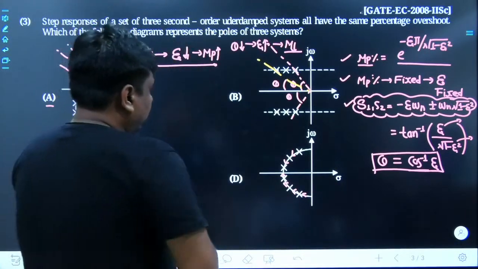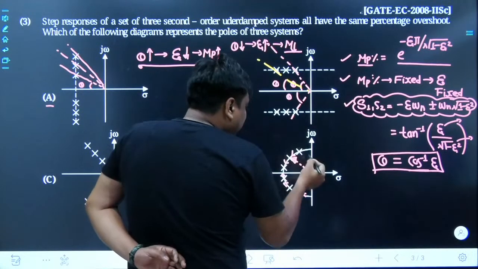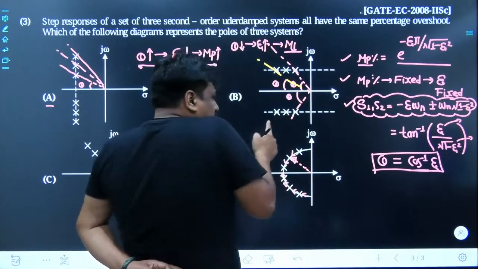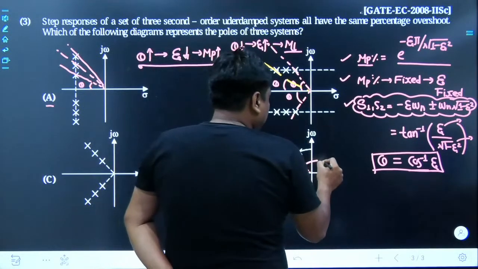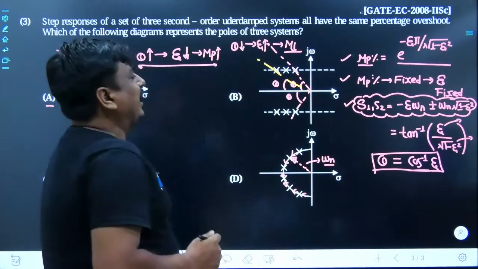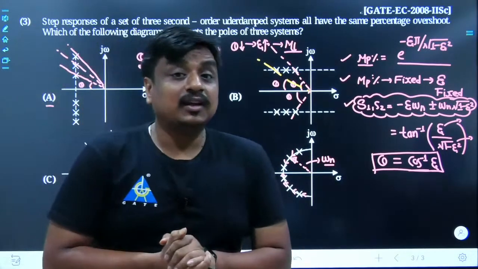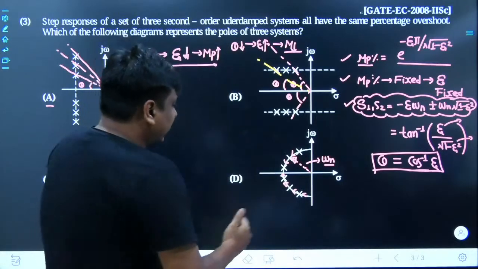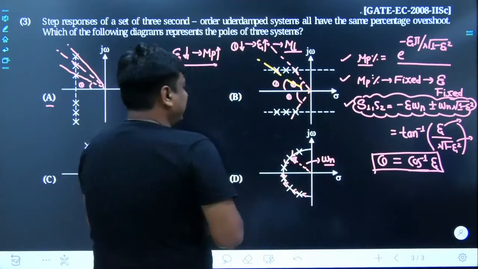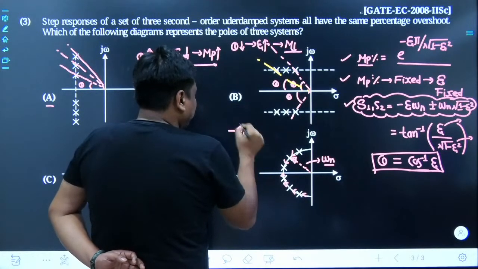Let me think. What I am saying is, the distance from the origin is constant, and what is the radius of it? The radius is omega n. So one thing is quite sure, although the closed loop pole is changing its location, one thing has not changed, and that is nothing but omega n. And as it goes towards the left hand side, what happens? Minus zeta omega n. Anyways, forget about the minus sign.